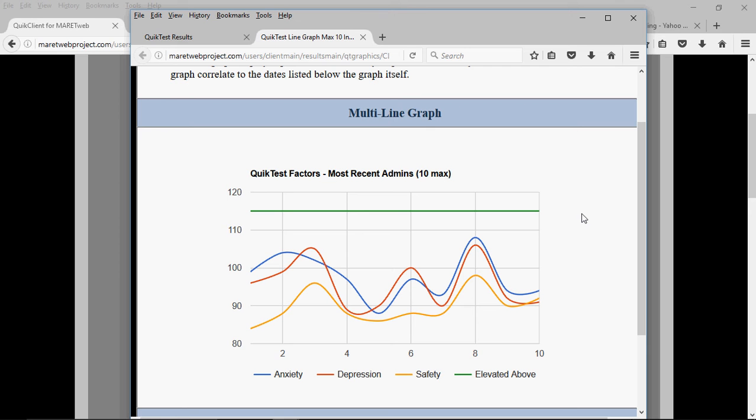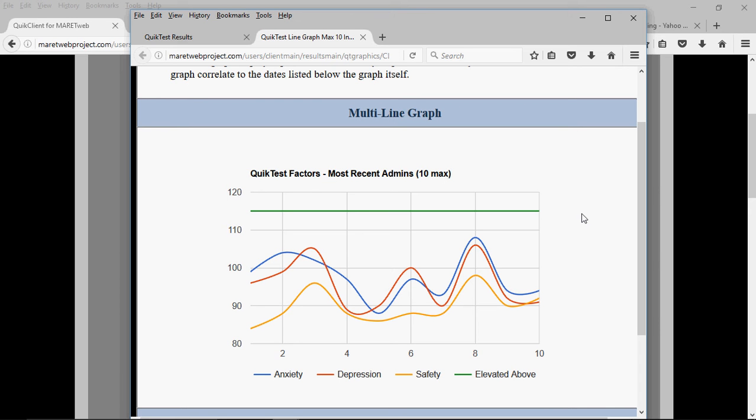So anyway, the first order of business is QuikTest. QuikTest should be administered up to four times. Once a person reaches this level that you see on the screen right here, where everything is below the green line, four more times after that, just to make sure they don't spike back up and to make sure that the drop below 115 wasn't just a fluke for a week. You want them down below 115 for four sessions.